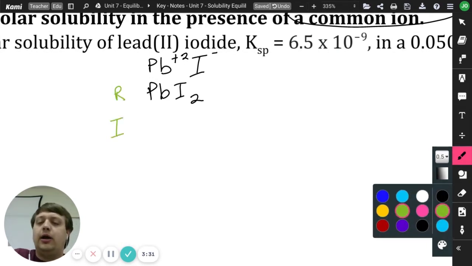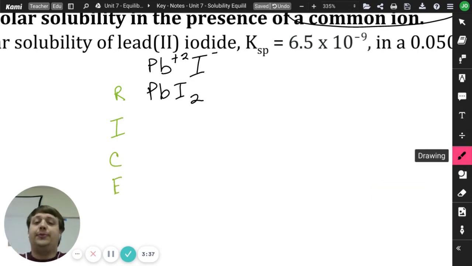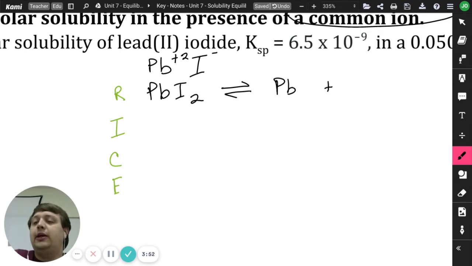So R, I, C, and E. And for this RICE table, we're going to start off with our reaction. So basically, I took some lead iodide and I dropped it into this solution that has sodium iodide in it. So really, in the grand scheme of things, what's going on? The lead(II) iodide is going to be dissolving into the sodium iodide solution. There's going to be 2 of those. Okay, so we're looking at this compound, this lead(II) iodide, and we're going to see how its molar solubility is affected. So first off, I've got my reaction there. Now, I need to see what effect this has.